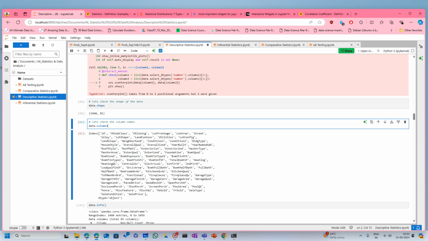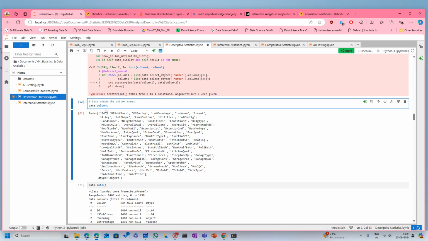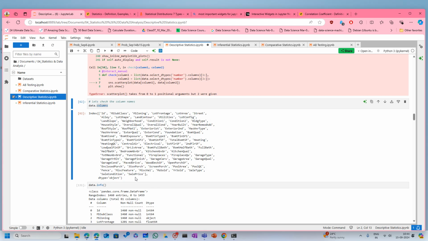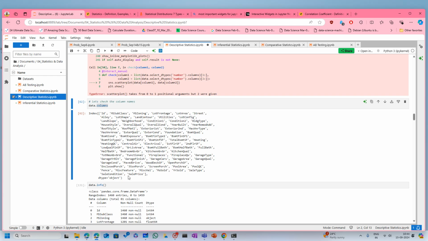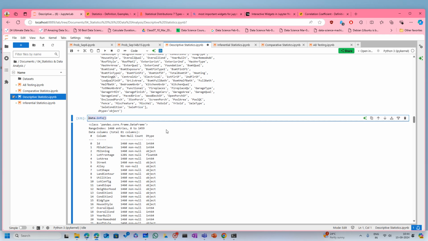Next, you understood what columns are there. You can just call the columns and you will get all the columns. Sale price is called the target variable or dependent variable. All these others are independent variables. Anything other than the feature that you want to predict is called independent. This is the dependent variable. Remember that.